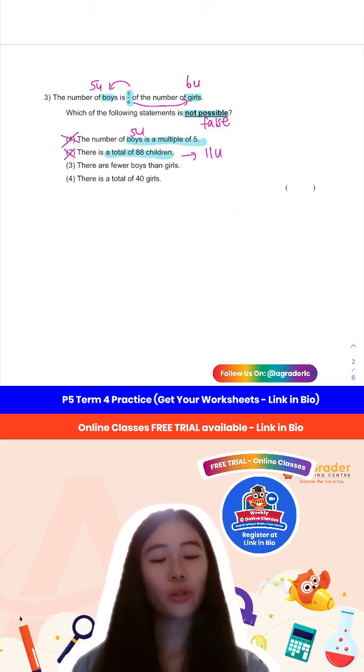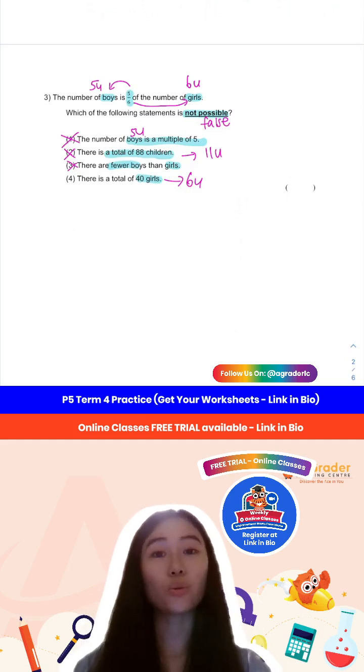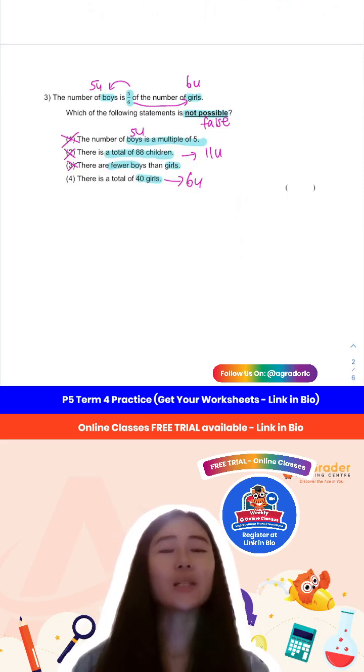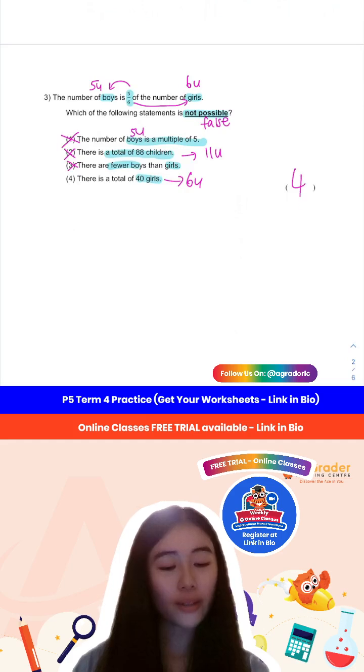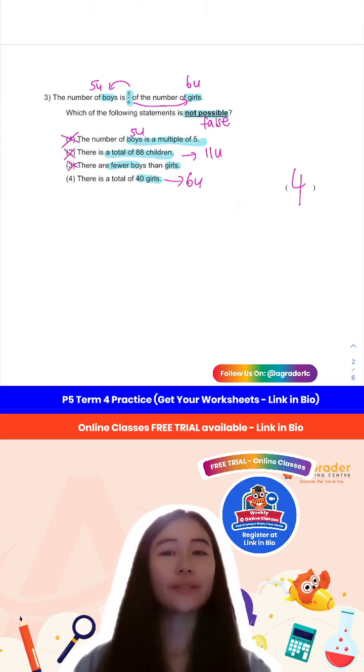Then for statement 3, there are fewer boys than girls. This is definitely true because 5 units is less than 6 units, right? So you're left with the last option. There is a total of 40 girls. Remember that the girls is 6 units. So 6 units cannot be equal to 40 because 40 cannot be divided by 6. You will get a decimal, which is not correct. So therefore the answer is option 4. That is the one that is false or not possible. I think all of you got it correct, which is great.